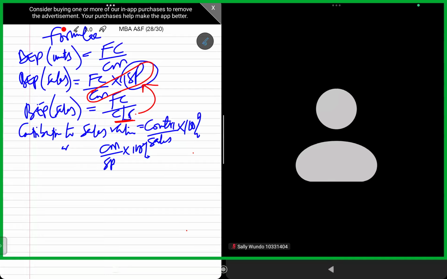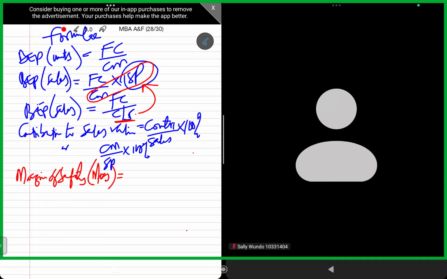Now we move on. We have what is called margin of safety. Margin of safety in just simple terms. Let me use the acronym MOS to represent it. In just simple terms, it wants to say how many more units can the business sell to make profits?